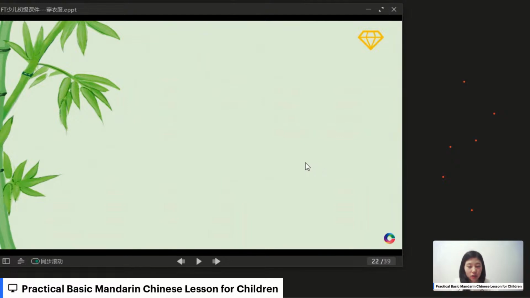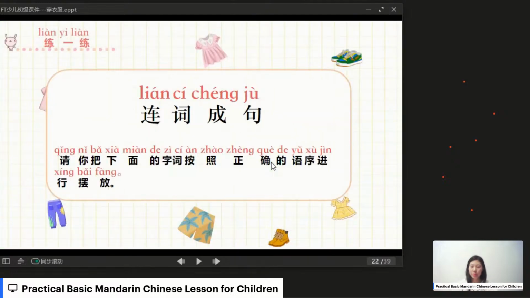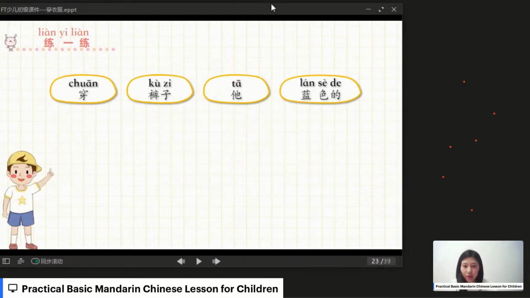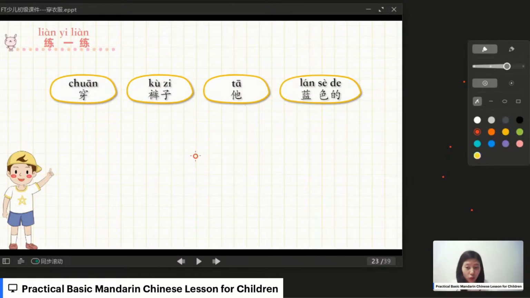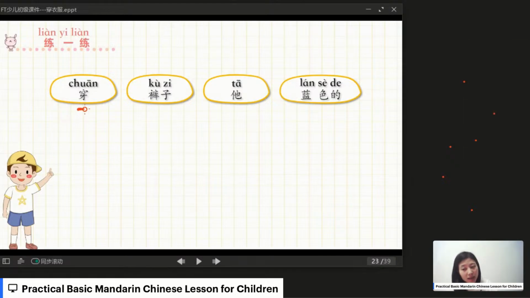So do we have another? Okay, so for that one we're going to do more practice, because we're going to make sentences by using the given words. So let's see the given words. The first one is 穿. 穿 would be wear. 裤子, 他 the person, 蓝色的 would be blue. Okay, let's make a sentence together.